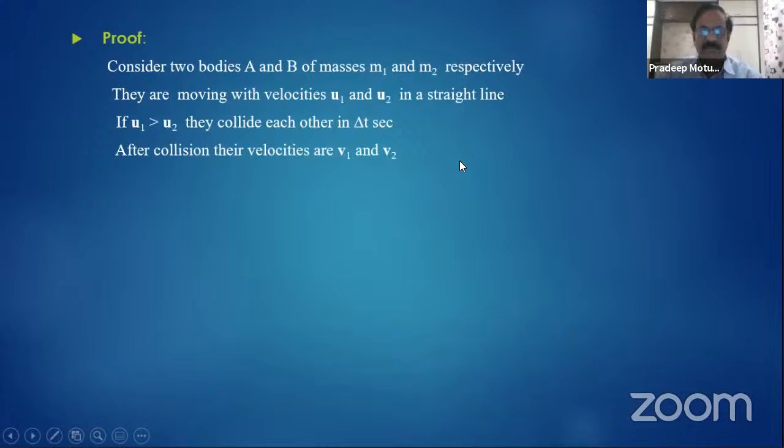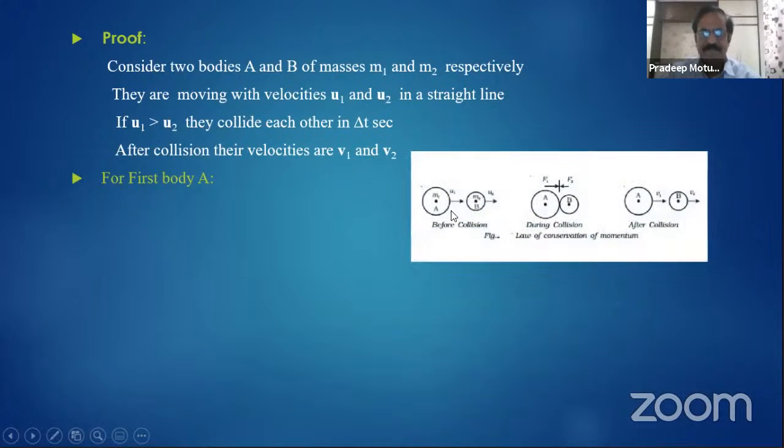Then we'll go for the proof. I already told you that there are two bodies A and B, with masses m1 and m2 respectively. They are moving with initial velocities u1 and u2 in a straight line. If u1 is greater than u2, what happens? They collide with each other in a very small time, that is delta t seconds. After collision, their velocities change from u1 to v1 and from u2 to v2. This is the diagram.